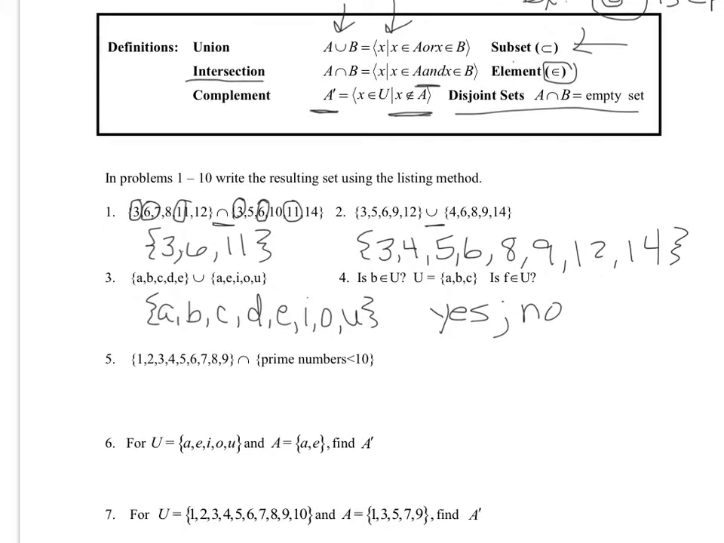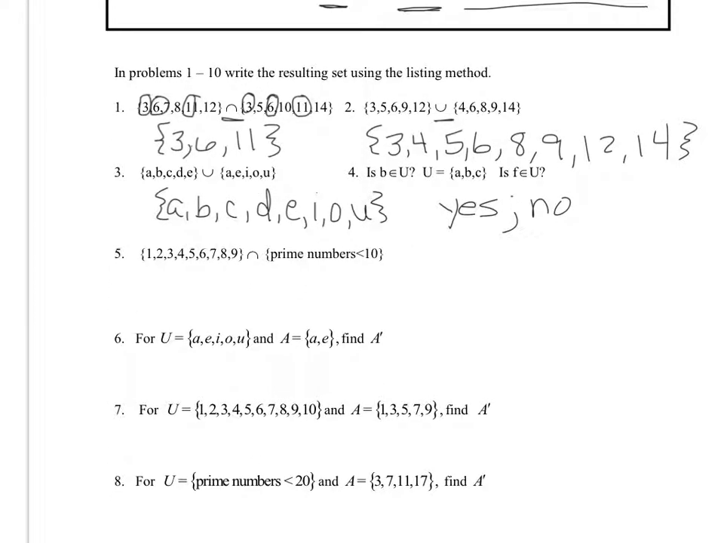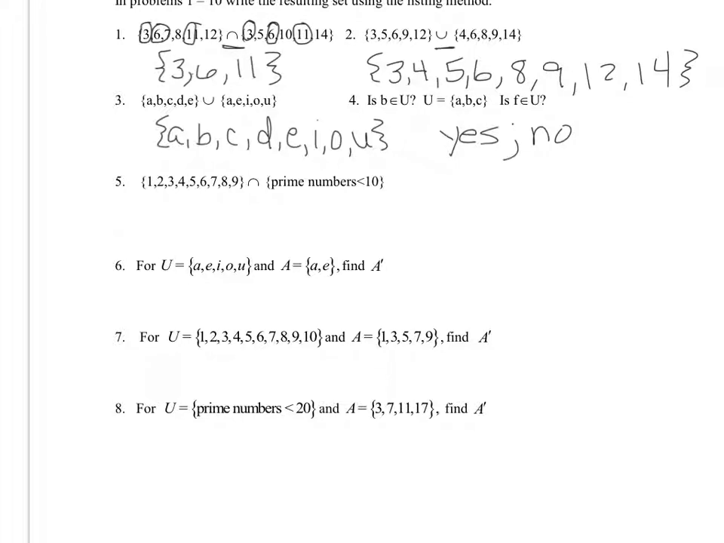Now if you look at number 5, we are asked to give the intersection of this first set, the numbers 1 through 9, intersected with prime numbers that are less than 10. Now let's have a quick discussion about what makes a number prime. If a number is prime, the definition is it's divisible only by itself and 1.